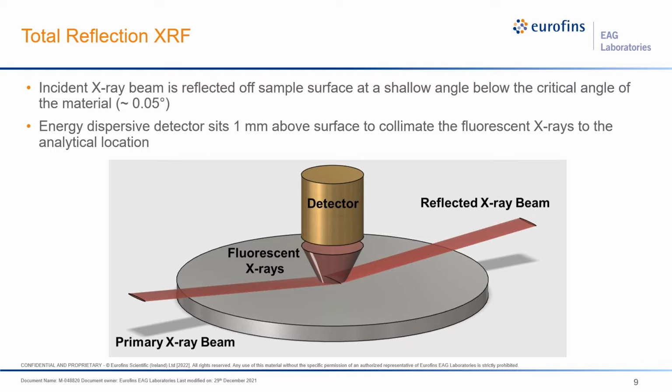So we reflect this incident X-ray beam off the sample surface, and we have an energy dispersive detector that sits about 1 millimeter above the surface, and that collimates the fluorescent X-rays to the analytical location. And this is where the survey part of this analytical technique comes in: the energy dispersive detector is sorting all the photons according to energy. So we get a full spectrum of all the photons coming off the sample at once.